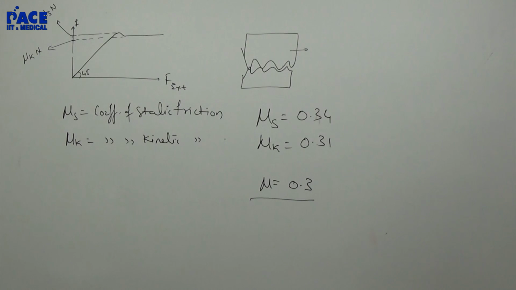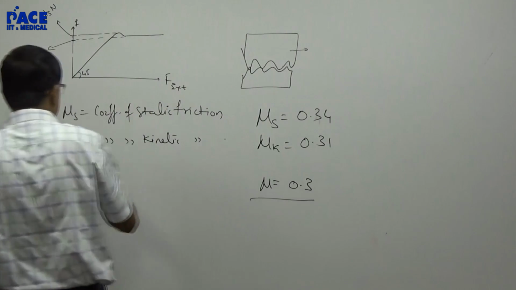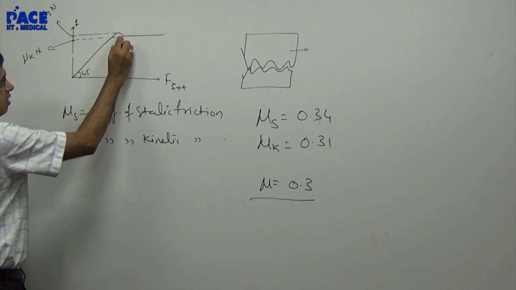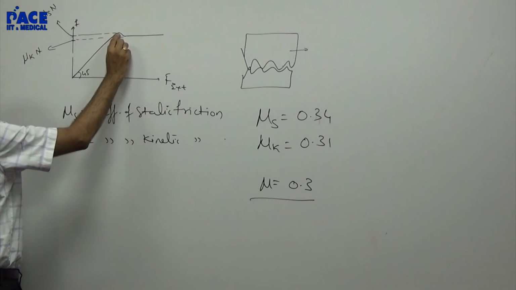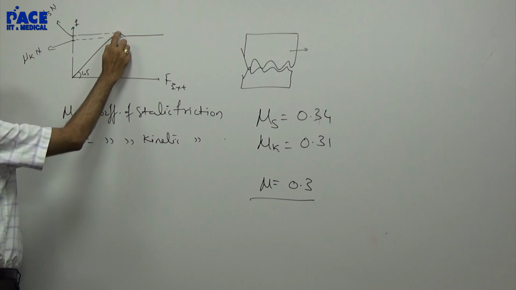Say that again. So अगर वो already चल रहा होगा तो सिर्फ mu k, so mu k. तो mu s को consideration में नहीं लेना. Once it is moving, it is mu k into n. See, it goes till here, slightly decreases and comes over here. This will be mu s into n. This will be mu k into n. The peak value will be mu s into n.